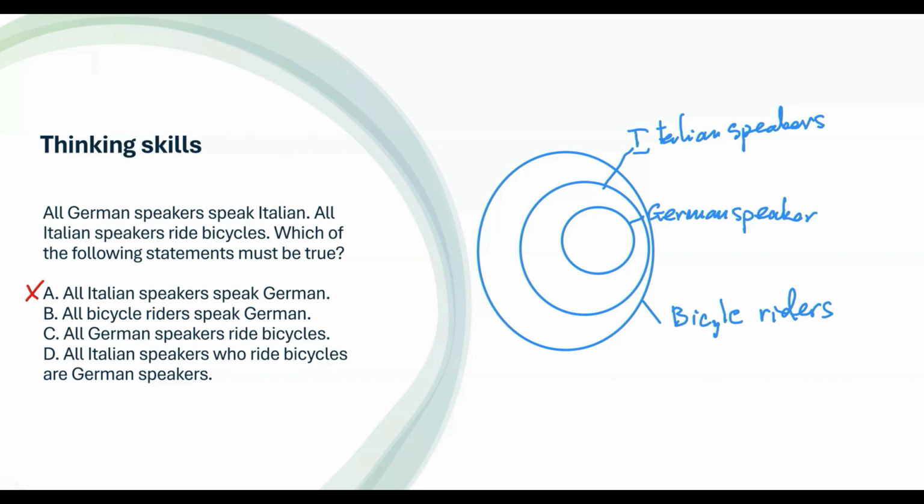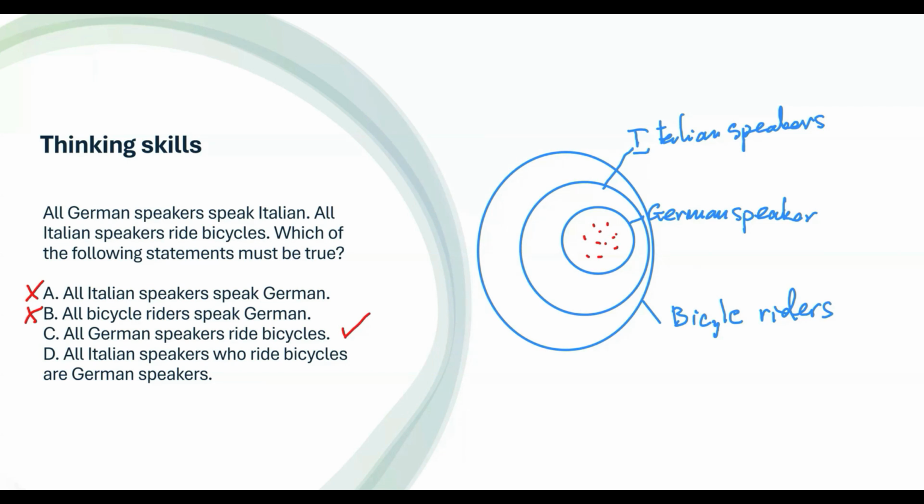Now, all bicycle riders speak German. No, the bicycle riders out here and here, they don't speak German. So that's wrong. Now, all German speakers ride bicycle. So all the German speakers in here, inside the small set, they ride bicycle. Yes, that's true, because that is a subset of the bicycle riders. So yeah, we have got the answer.